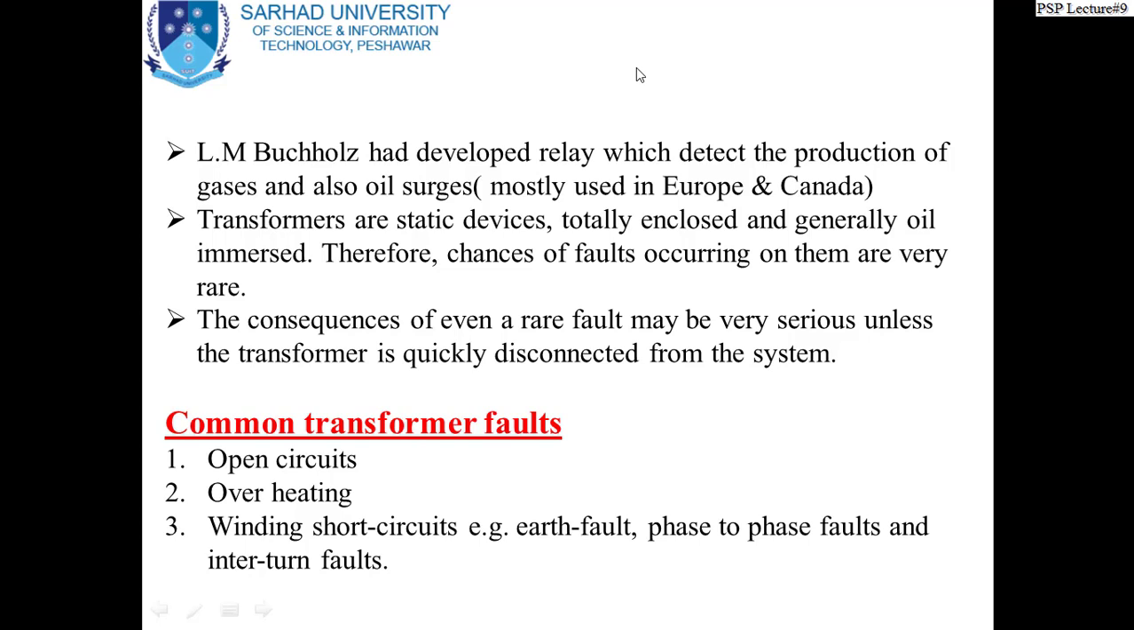Now the next is common transformer faults. Number one, open circuits. Number two, overheating. Number three, winding short circuit, that is earth fault, phase to phase fault, and inter-turn fault.